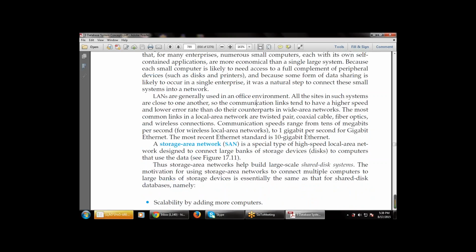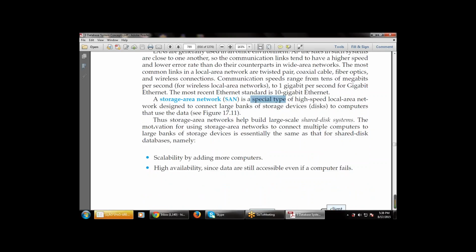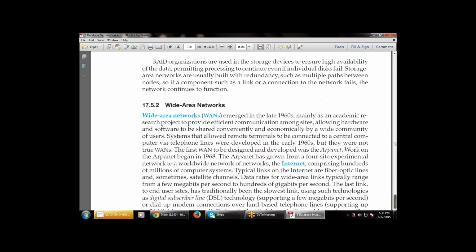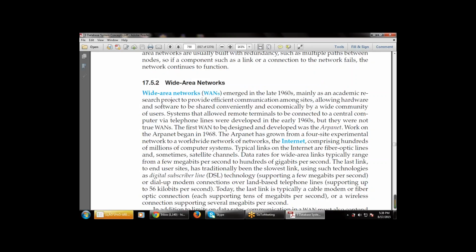And there is also a SAN, that is a storage area network. It is a special type of high-speed local area network designed to connect large banks of storage devices to the computers that use the data. Whenever we combine multiple storage devices into a network, that is known as a SAN. This is an example of a SAN: this is the storage array, this is the tape library, and the server for data processing.